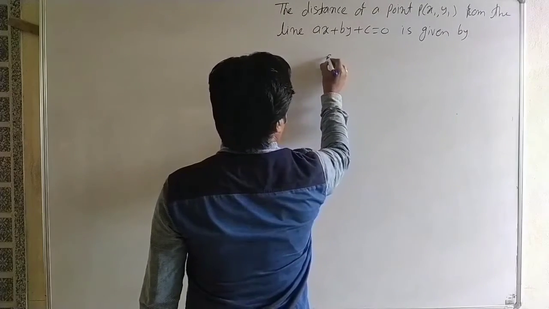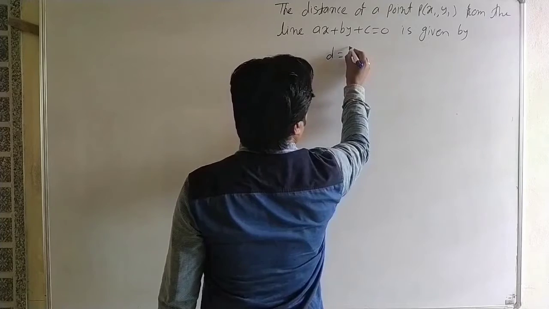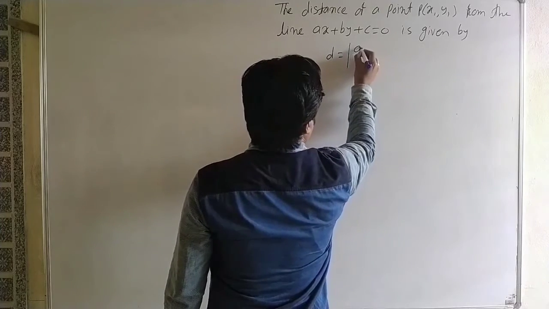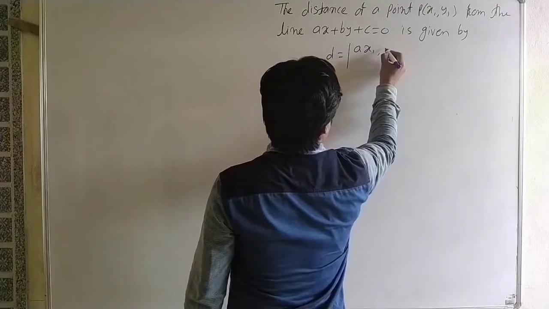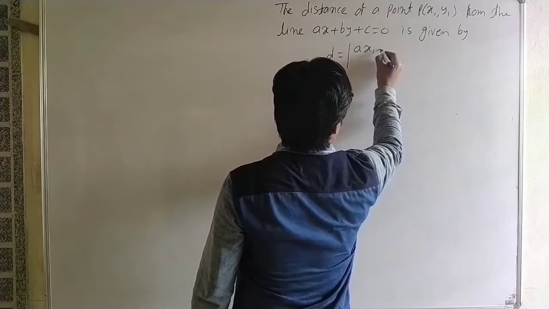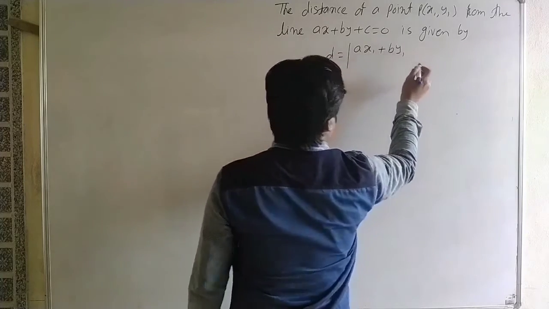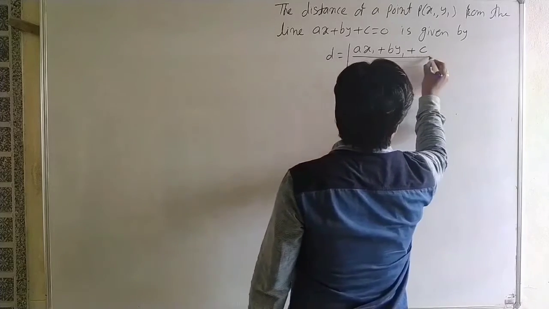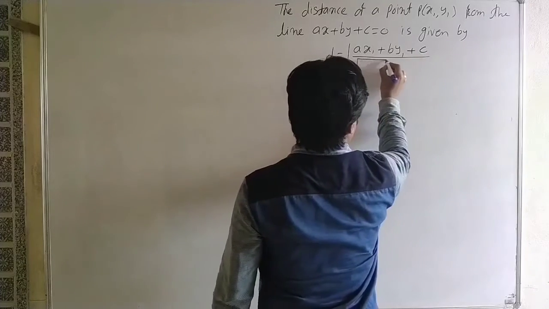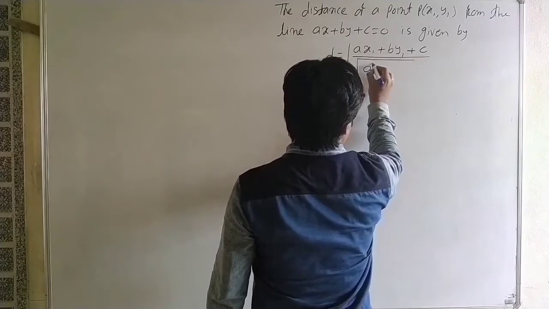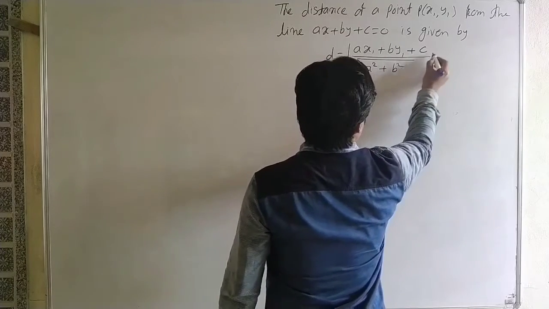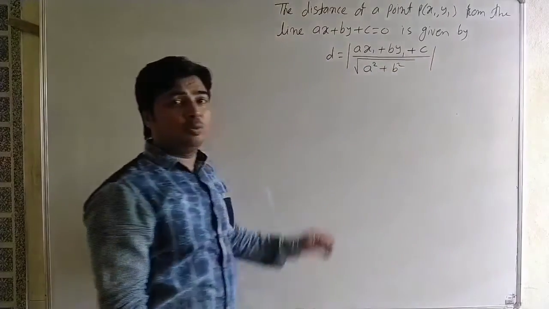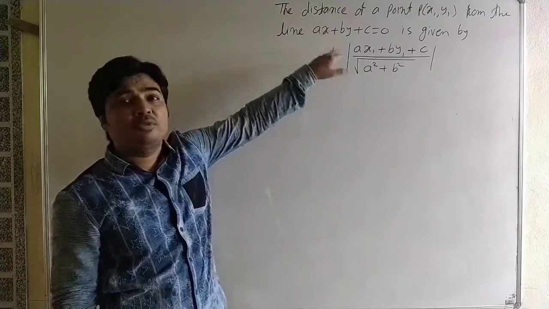Here, suppose the distance is d. d equals the absolute value of a x1 plus b y1 plus c upon the square root of a square plus b square. It is the distance of a point from the line ax plus by plus c.